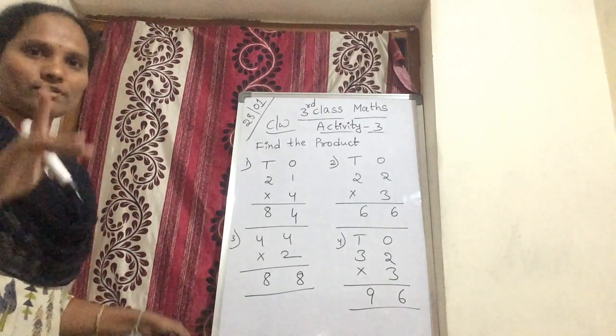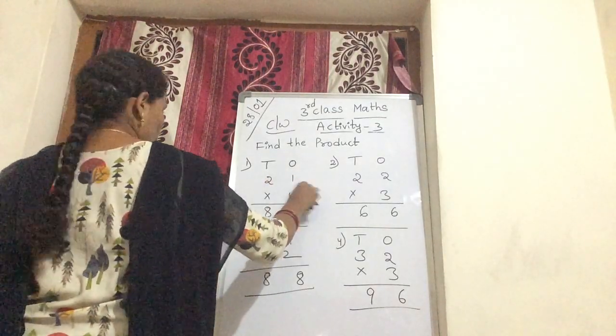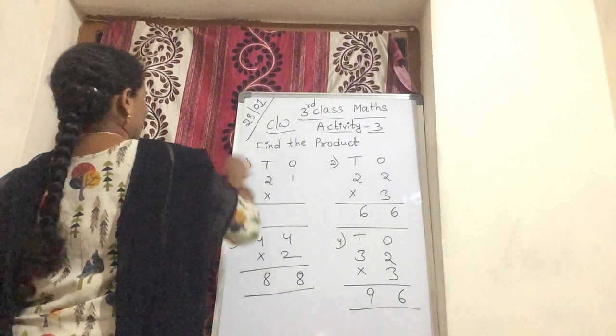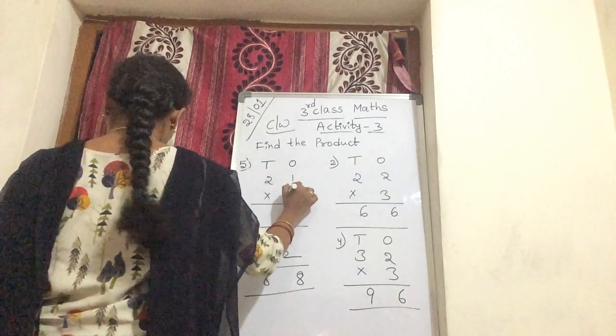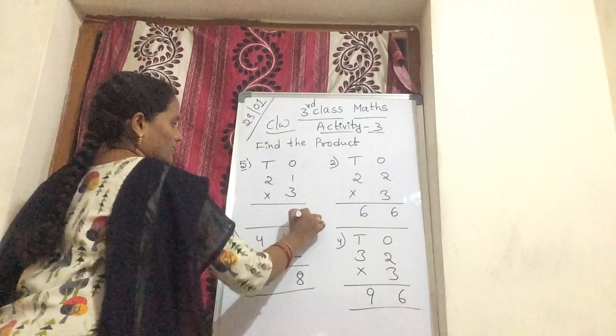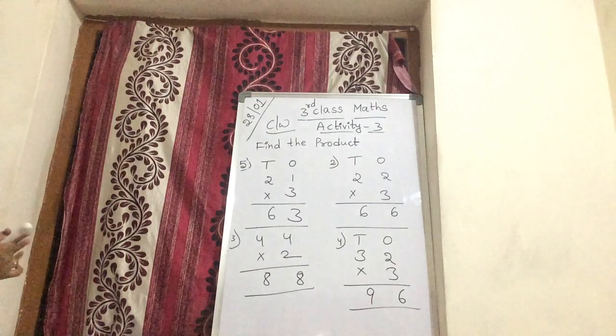Now next, still one more problem is there, Amma. That is only here change. Okay. Now 1 3s are 3. 3 2s are 6. You get 63.